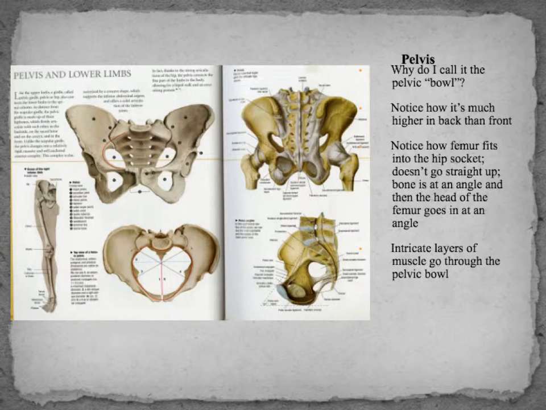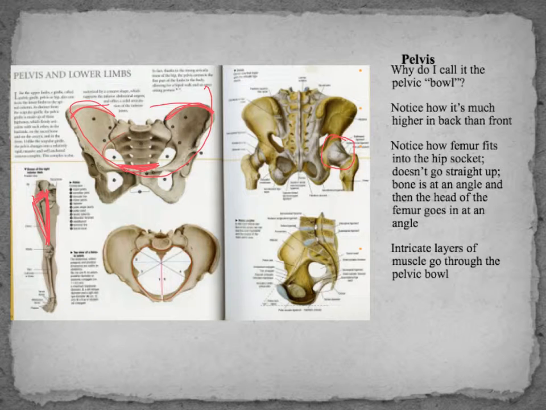So taking a look at the pelvis, you can see why we call it the pelvic bowl. You can see it's a lot higher in the back than it is in the front, right? And also, one of the things I want you to notice is how the femur fits into the hip socket, okay? A lot of times we think of the femur, the thigh bone, as sort of going straight up into the pelvic socket, but it's not. It goes out to the side, and then the head of the femur fits into it there. And this is important, again, just so that we understand the way that our bodies function, okay?